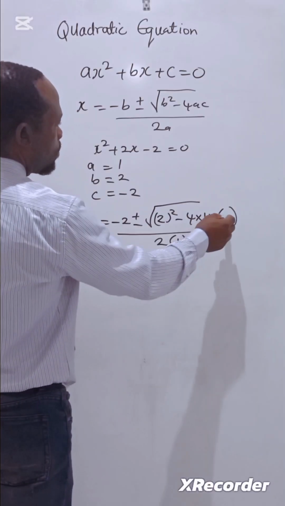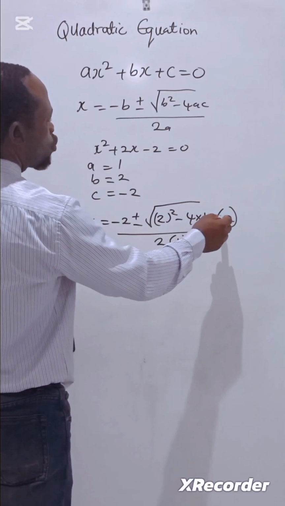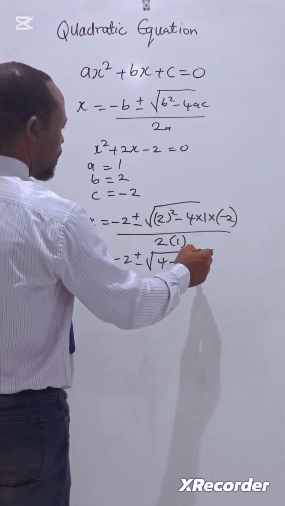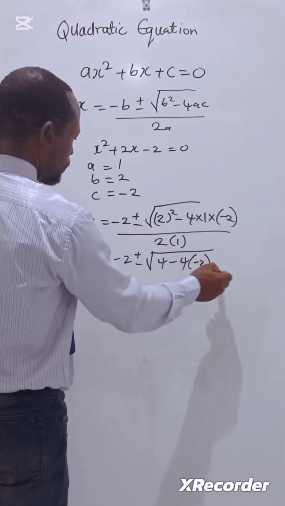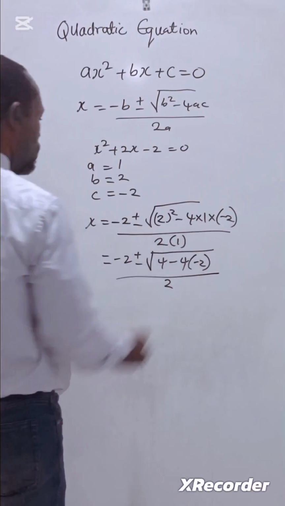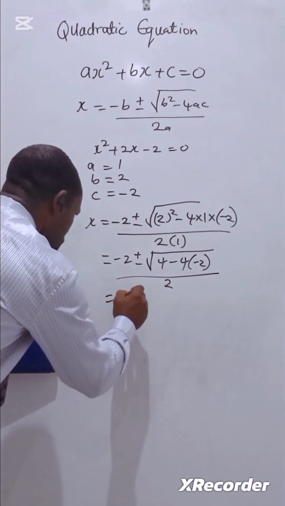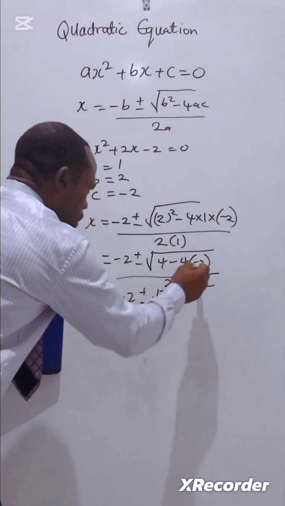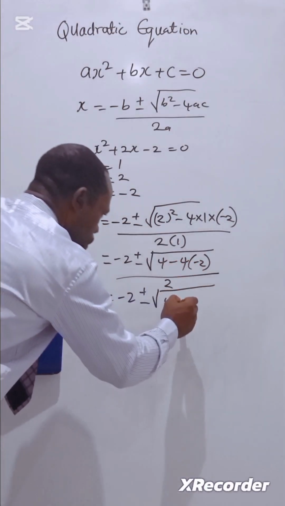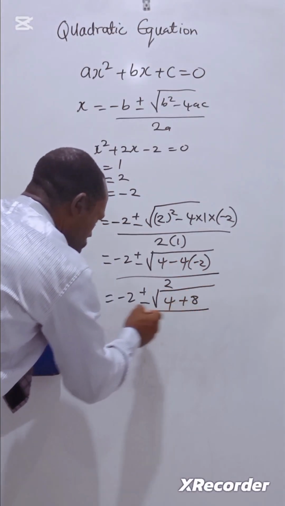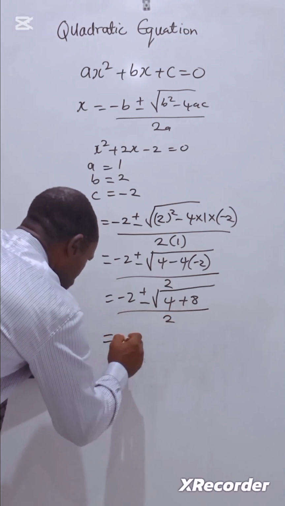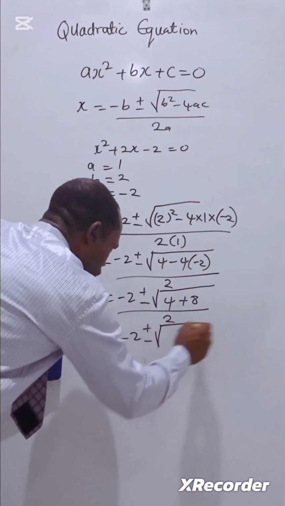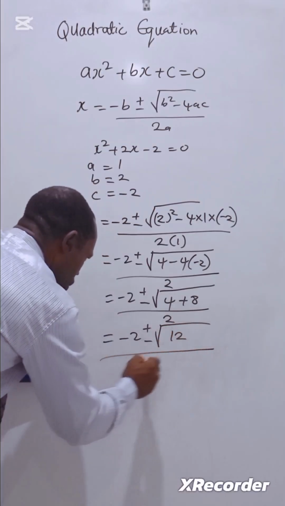4 times minus 2 multiplied by 1 is still minus 2, all over 2. 2 times 1 is 2. This is the same thing as minus 2 plus or minus the square root of 4 minus 2 multiplied by minus 4 is plus 8, all over 2. This is the same thing as minus 2 plus or minus the square root of 12 all over 2.